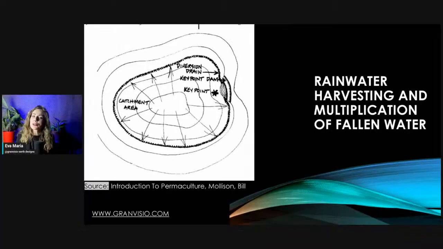So the diversion drain is connected to the pond, and the pond harvests water for later use or for immediate use if necessary. For example, if it rains a lot, the pond pipe is open and flows to other diversion drains or other forks and is distributed to where it's needed.